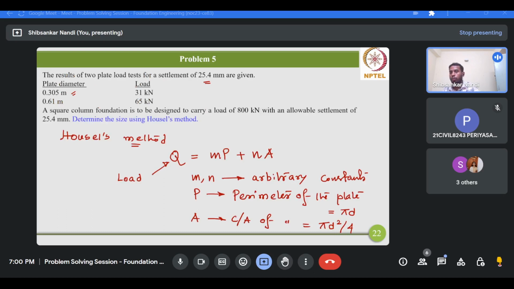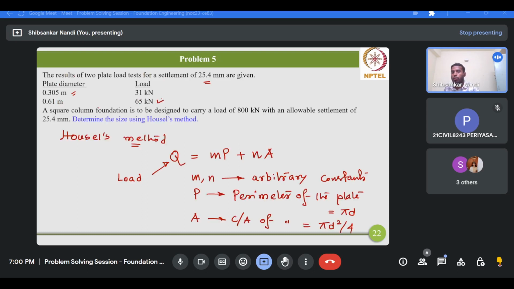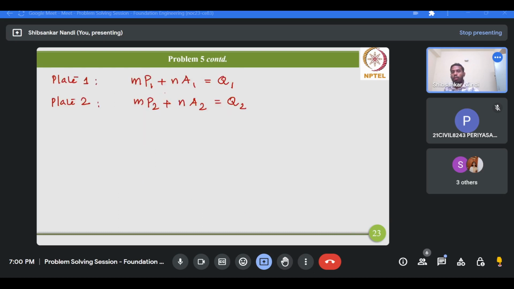Now you know P1, A1 and Q1 for plate 1, because P1 is simply pi d, where d is 0.305 meter for plate 1. So the perimeter would be pi times d and the cross sectional area would be pi d square by 4, and Q1 is 31 kilonewton. Similarly for plate 2 you can calculate P2 and A2, and the Q2 value is given as 65 kilonewton.